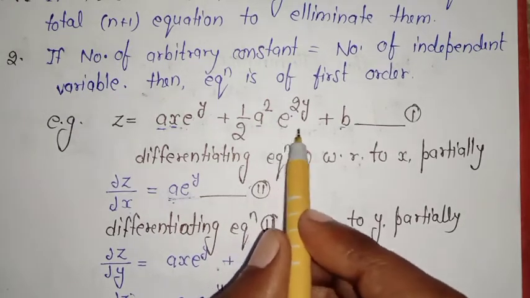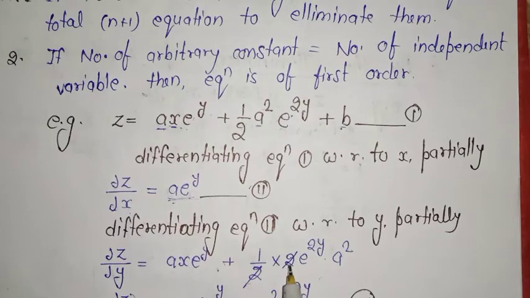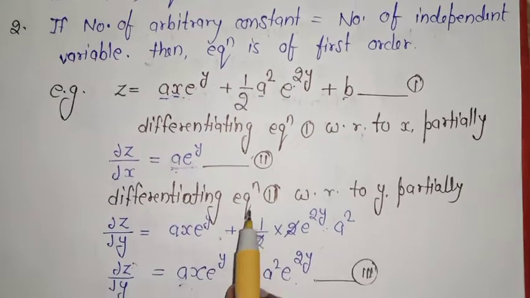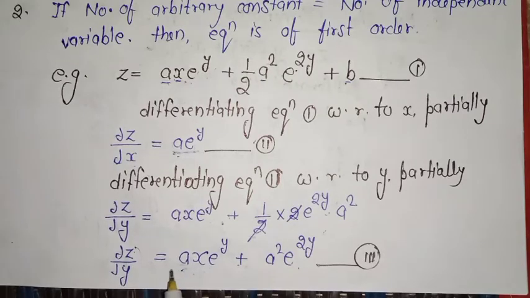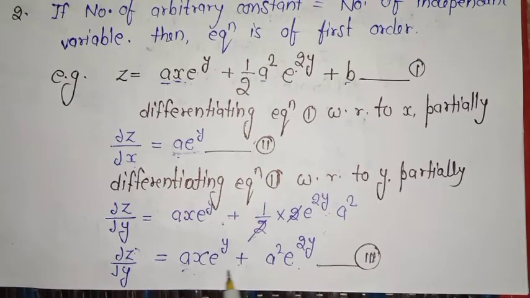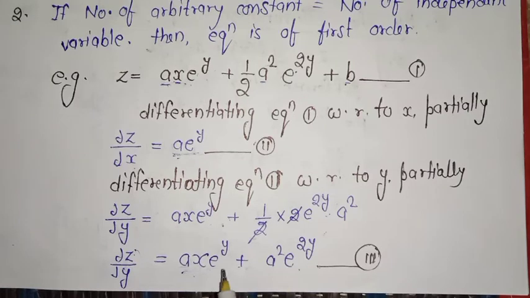The derivative of e raised to power 2y becomes 2 into e raised to power 2y into a square. Here 2 gets cancelled by 2. So we get ∂z/∂y is equal to ax into e raised to power y plus a square into e raised to power 2y. And this is our equation number 3. Now we rearrange this equation so that we can easily eliminate the arbitrary constant to get the required PDE.